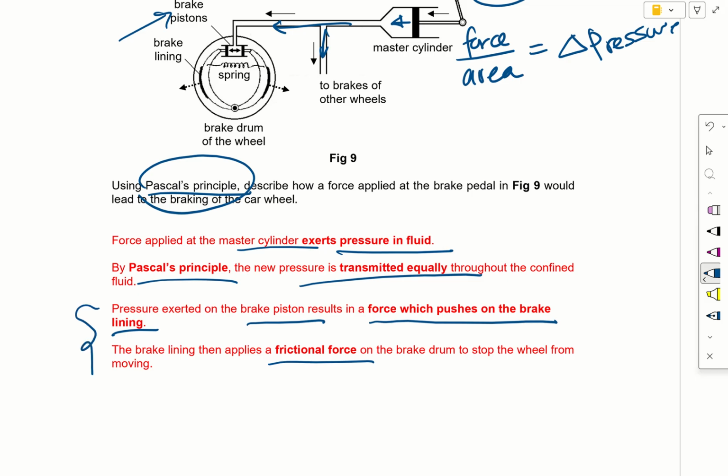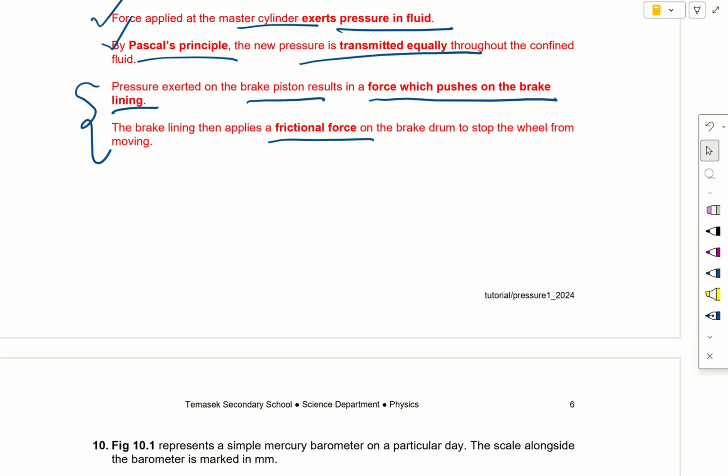Maybe this part you are not so familiar with, right? But this part you should know. This is Pascal's principle.